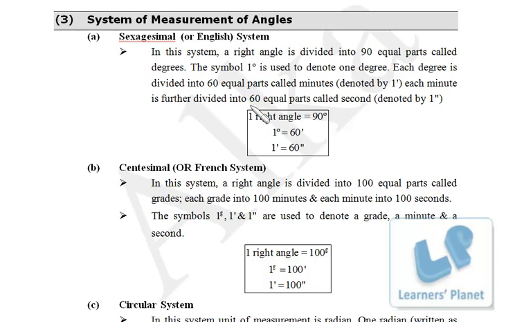Or we can say each degree is divided into 60 equal parts. We call them minutes, right? And each minute is further divided into 60 equal parts. We call them seconds, right? So 1 degree is equal to 60 minutes. This is the sign of minute, right? And 1 minute is equal to 60 seconds, right?